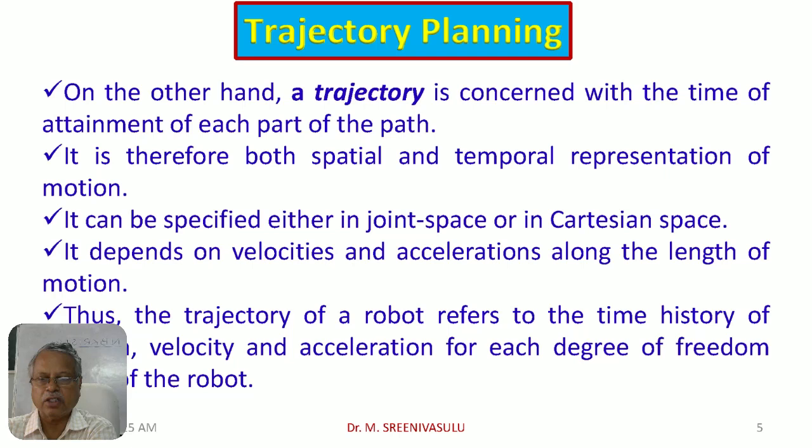So that is why the trajectory represents both spatial and temporal aspects when a motion is happening. Once it is there, there are two possibilities through which we will be able to represent that information: maybe with the support of joint space or with the support of Cartesian space. As I said, in a trajectory there is going to be a time history of what position it is going to take, velocity, and acceleration for each and every degree of freedom.